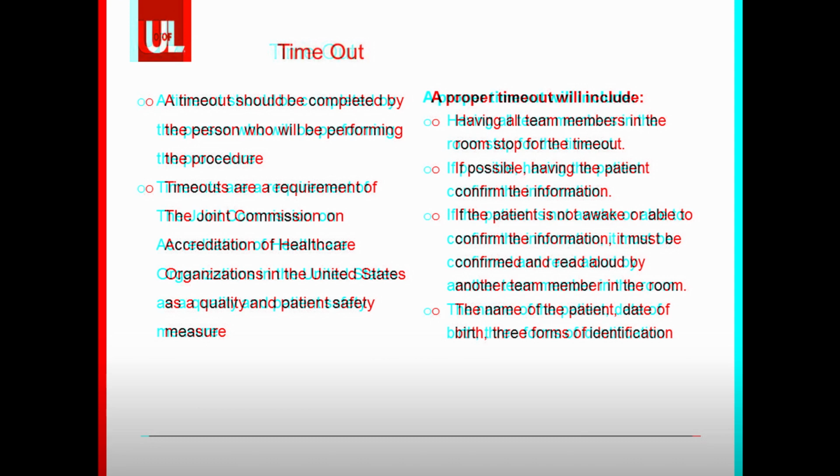At a minimum, the following information should be confirmed with the signed consent and patient chart: the name of the patient, the procedure to be performed, and which side and site the procedure is to be performed upon. Additional items that are helpful to include during a timeout include the presence of necessary equipment, patient allergies, and physically marking the procedure site as necessary.